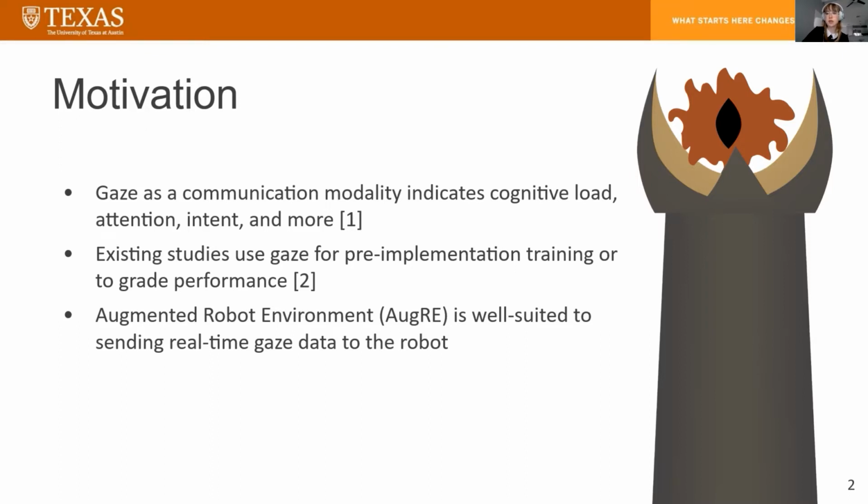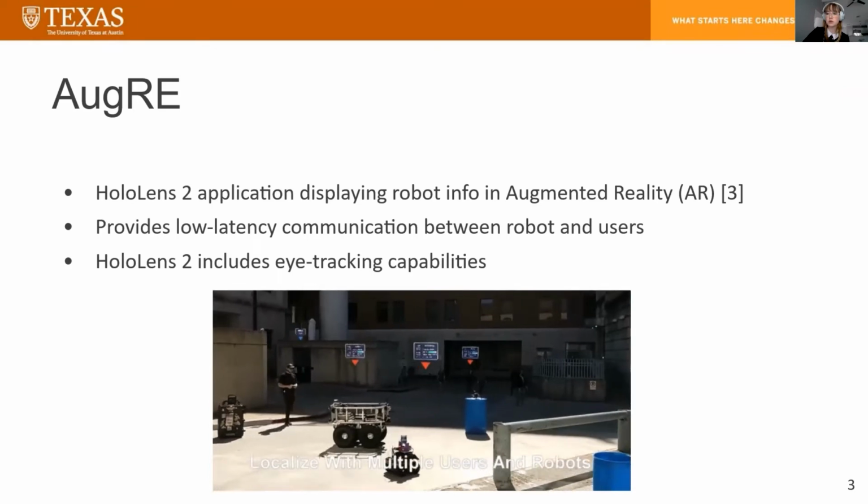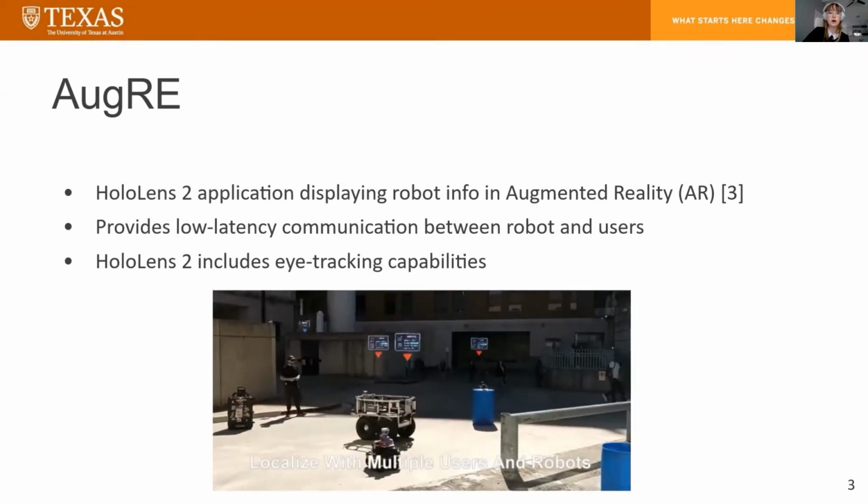So gaze is just a communication modality. It can indicate a lot of things about a human user. The existing studies use it mostly for training before the robot starts performing, or afterwards to grade robot performance based off of how people look at the performance. And the creation of this augmented robot environment really sets us up to send real-time gaze data to the robot. So Augury is an augmented reality HoloLens 2 application to display robot info.